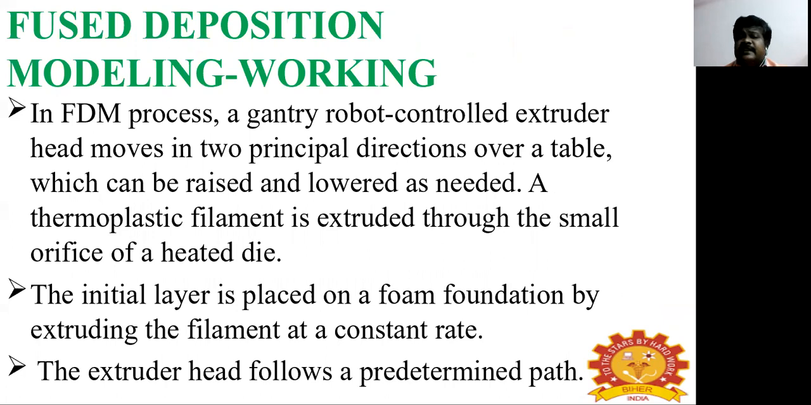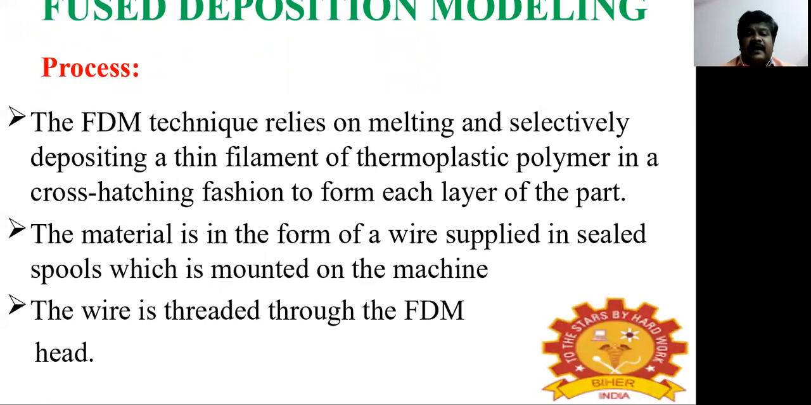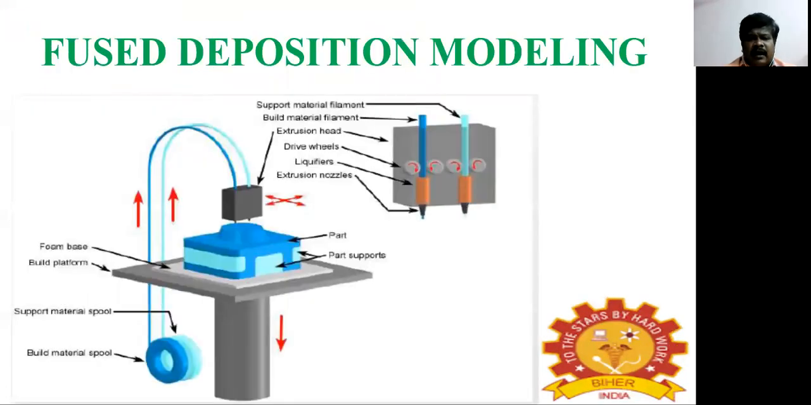We use a gantry robot controlled extruder head. Why are we using this gantry robot controlled extruder? The head will move in two principal directions, and over the table itself we can raise or lower as and when we require. The thermoplastic filament will be extruded through a small orifice. You can see this figure, the extrusion nozzles here.